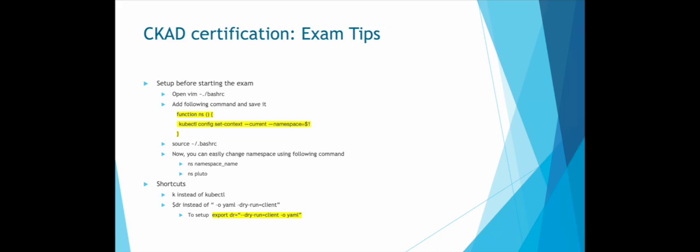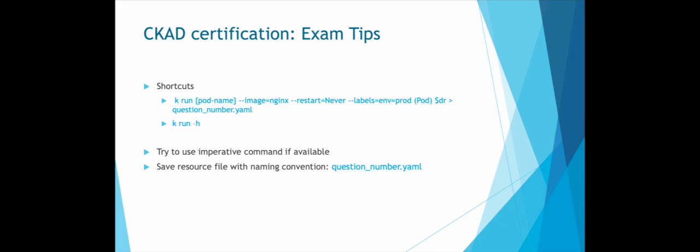The other shortcut that you should remember is, instead of typing kubectl, just type k, and it's already there. You don't need to configure anything. And the other important one is dry run client, right? Every time you wanna print or create a resource, you do the dry run. So instead of typing -o yaml --dry-run=client, just go to the terminal, write export dr equal that command, and instead of writing all of that, you can simply use $dr, right?